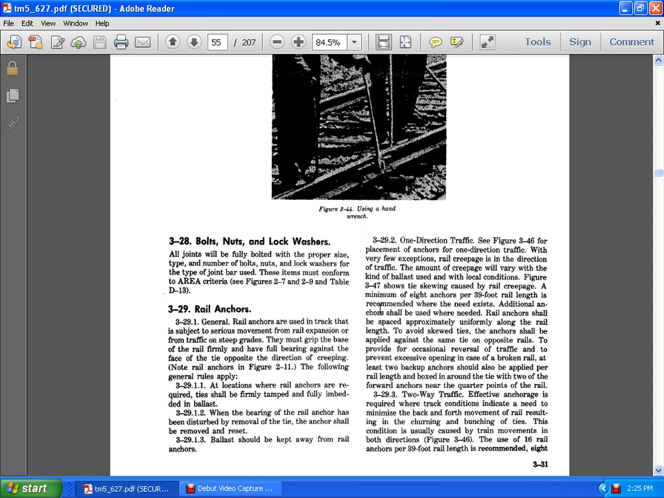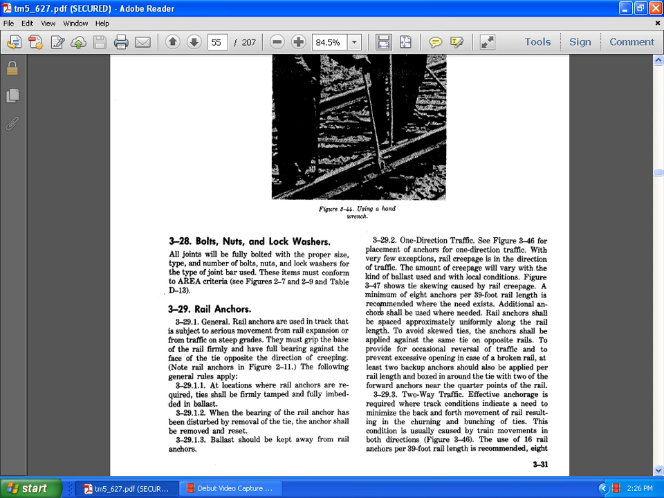The needed rail anchors shall be placed approximately uniformly across the rail length. To avoid skewing the ties, the anchors shall be applied against the same tie opposite rails. To provide for occasional reversal of traffic and to prevent excessive opening in case of a broken rail, at least two backup anchors shall be applied per rail length and boxed in against the tie within the two forward anchors near the quarter point of the rails.